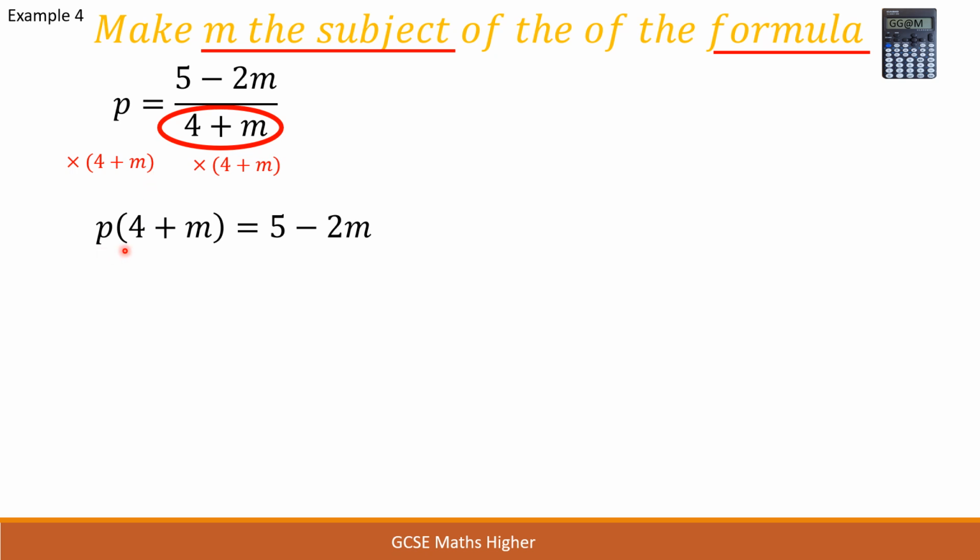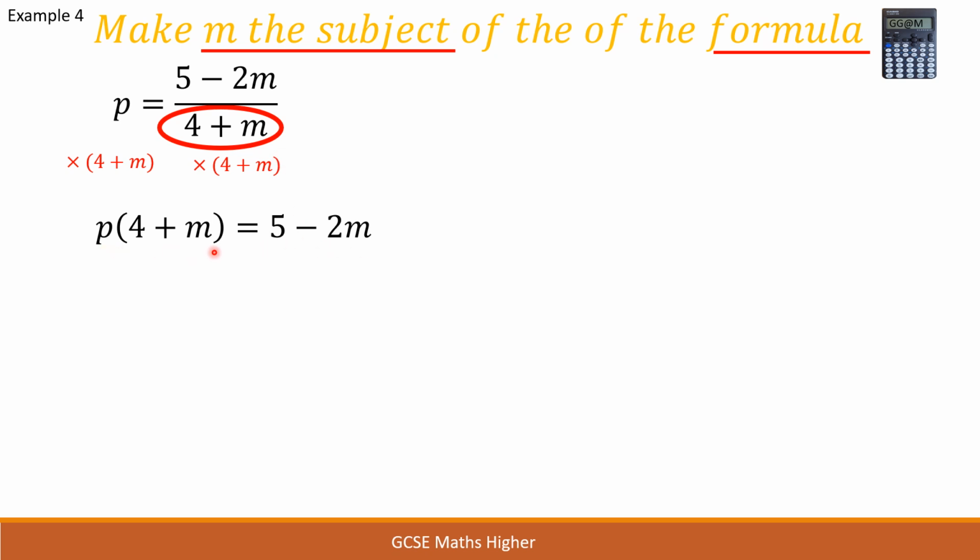It becomes p bracket 4 plus m is going to equal the numerator 5 minus 2m, because this divide by 4 plus m and the times by 4 plus m cancel each other out, leaving you just with the numerator on the right hand side.